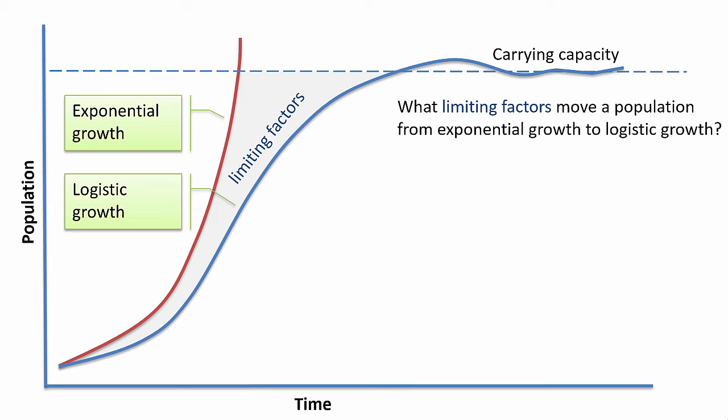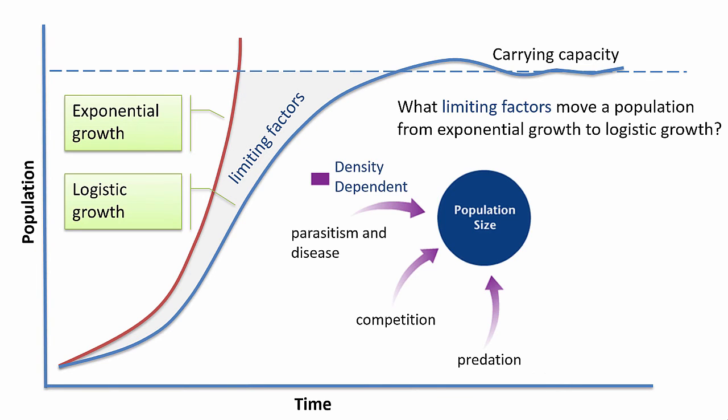So what might those look like? Well, they tend to be resource dependent. We're going to think of them in terms of density independent and density dependent factors. In this case, let's think about density dependent. Why would a population slow down in its growth rate?